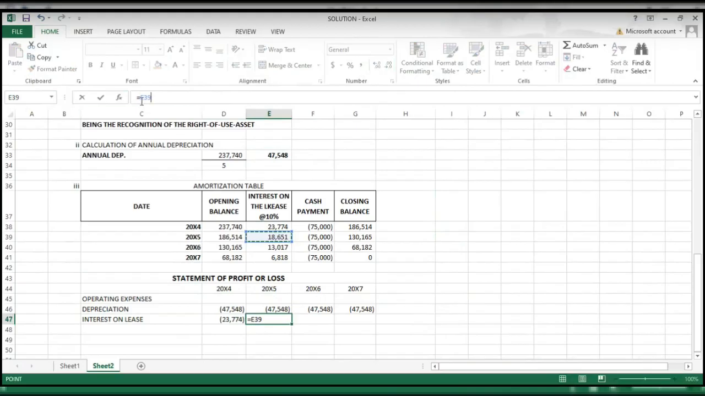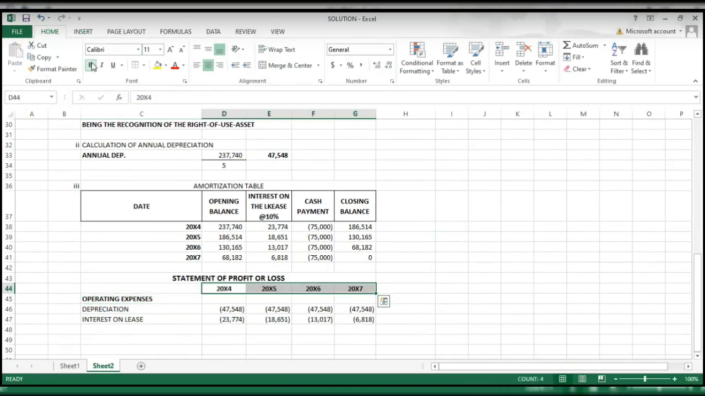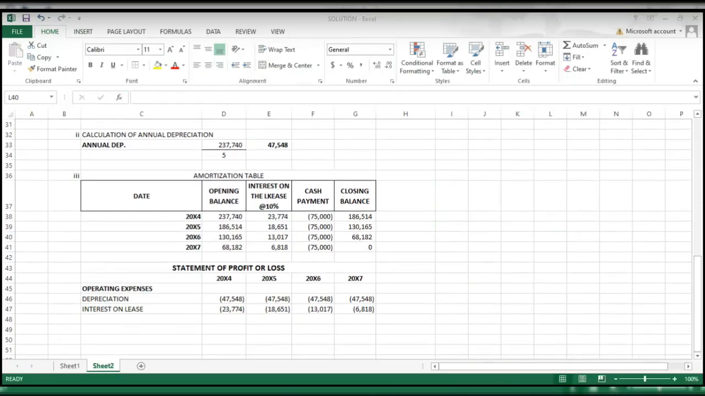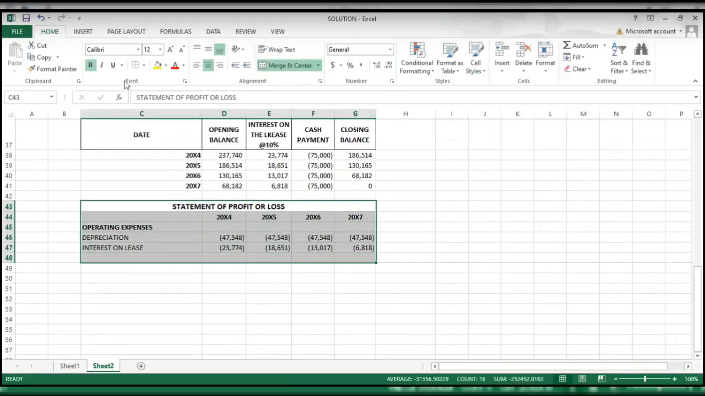Sorry, let me put the negative sign there also. And for 20x6, it's going to be what we have calculated already. That's the purpose of doing this amortization table. You know where to get your figure from. And for 20x7, we have the interest already. So these are the items that will affect the statement of profit or loss as far as this transaction is concerned. The next one will be to do the statement of financial position. So we come here. Let me put this one here this way.